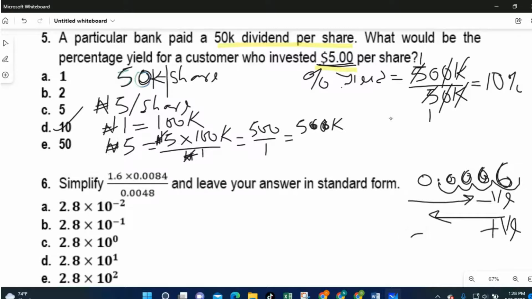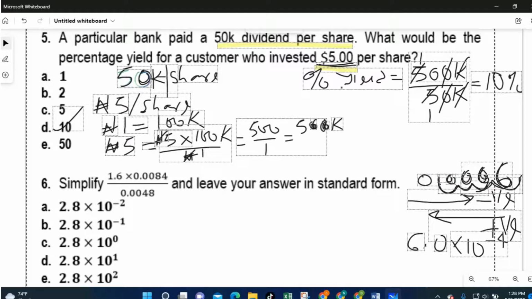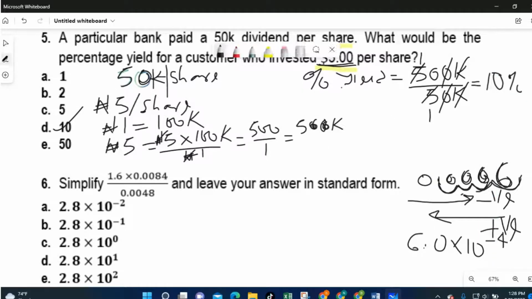Now let's assume I'm counting from here 1, 2, 3, and I counted to here. This value will give me 6.0 times 10 raised to power minus 4, because I counted 4 points after the decimal place. You get that? So that is exactly how you go about counting decimals.